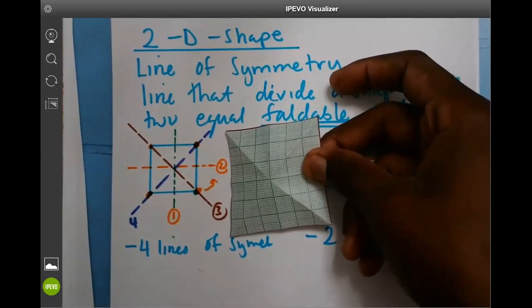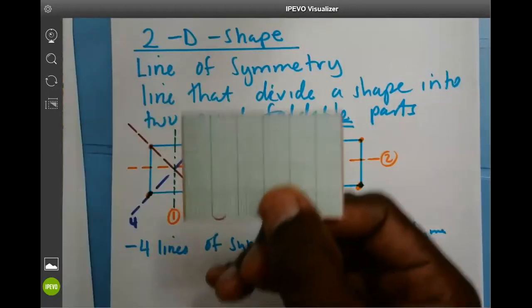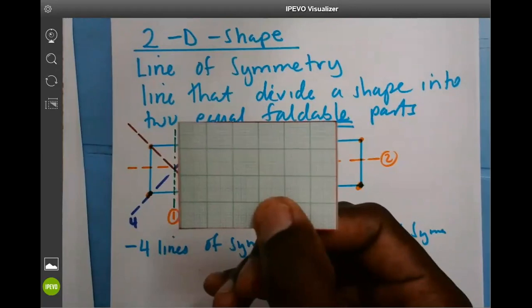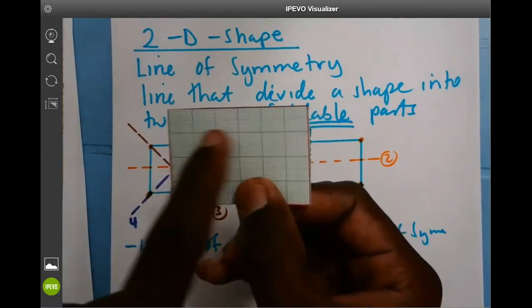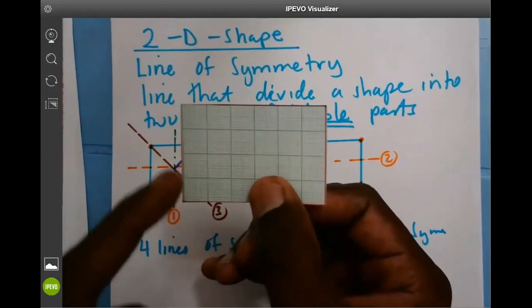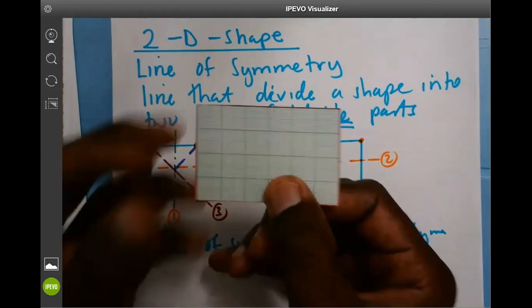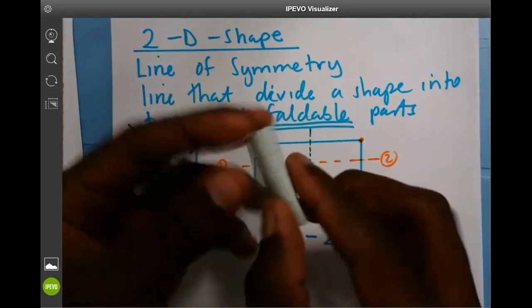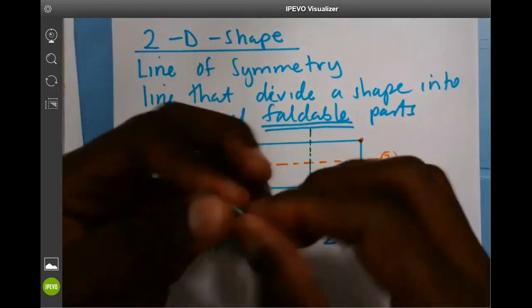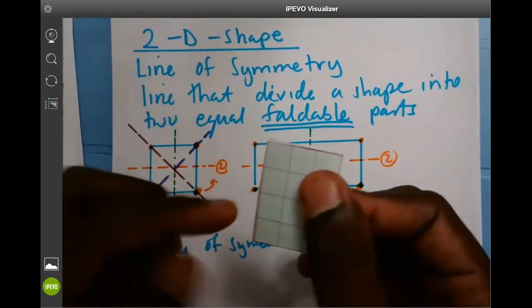Now let's check a rectangle. So this is a sample of a rectangle. If you look this side, there are six squares, but if you look this way, there are four squares. Remember, you can fold it there in the middle. That's a rectangle, right? And it will join every corner.